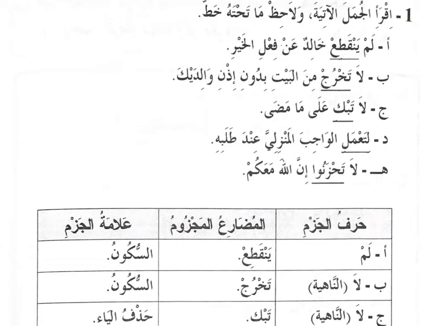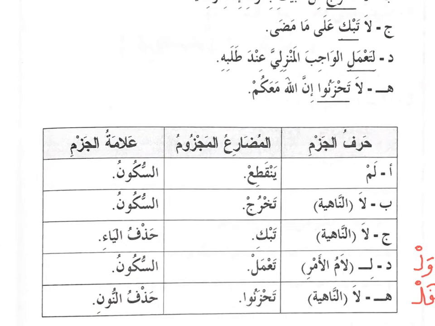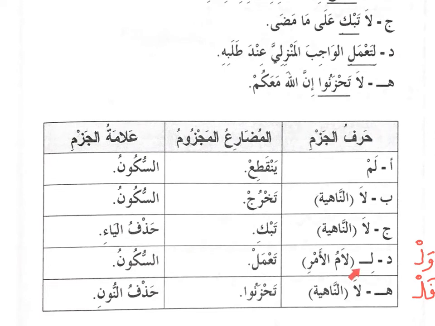We go straight to dal, because for jim we have a different explanation. Dal is similar to alif and ba. In dal, we have another harful jazm, which is li. In our lesson earlier, we called it lamul amr, the lam used to instruct people to do something. If we take out the word lam from the sentence, it will become ta'malu, you will do or you do.